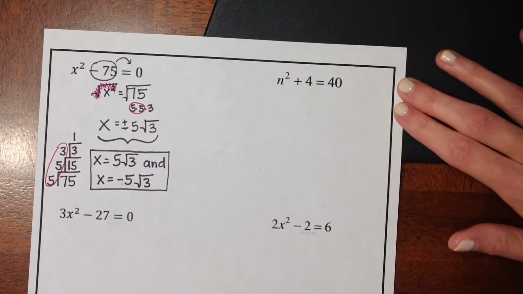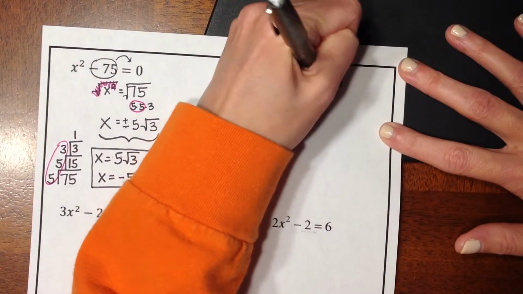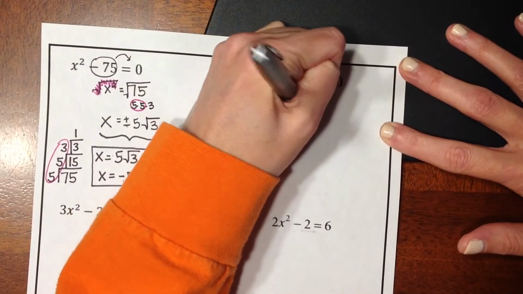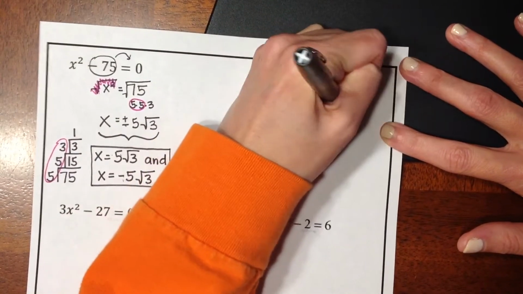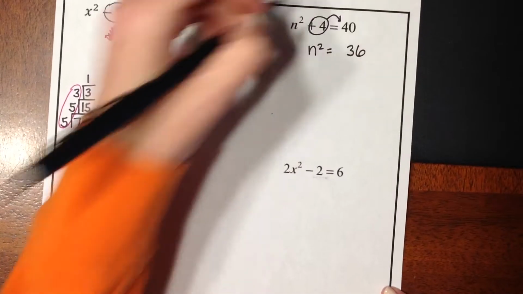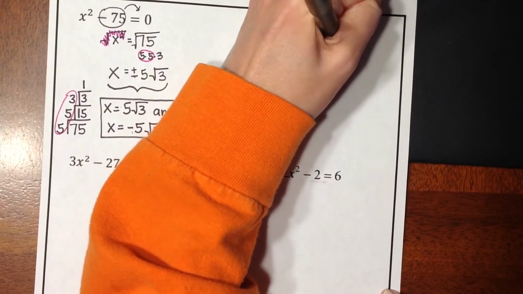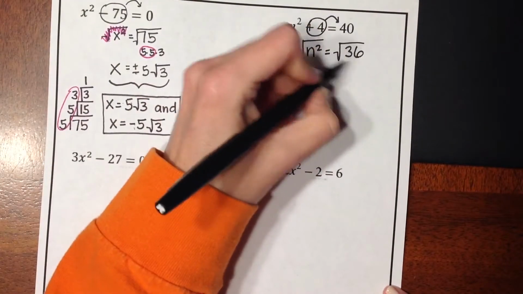So now let's look at our next example. I've got n squared plus 4 equals 40. Again, I'm going to move my constant over to the other side, and I've got n squared equals 36. To undo my squared, I'm going to take the square root of both sides. And now I want to simplify my radical.